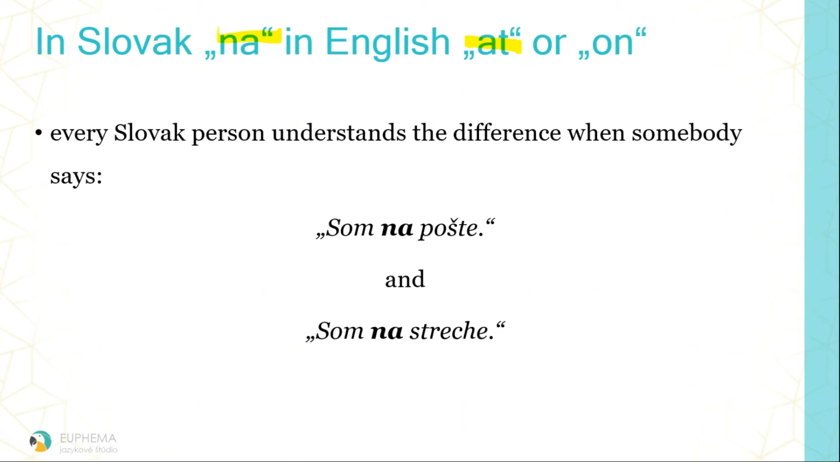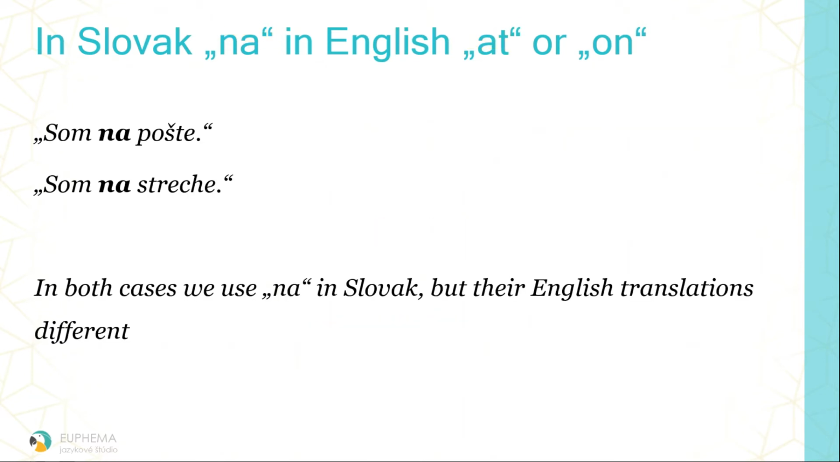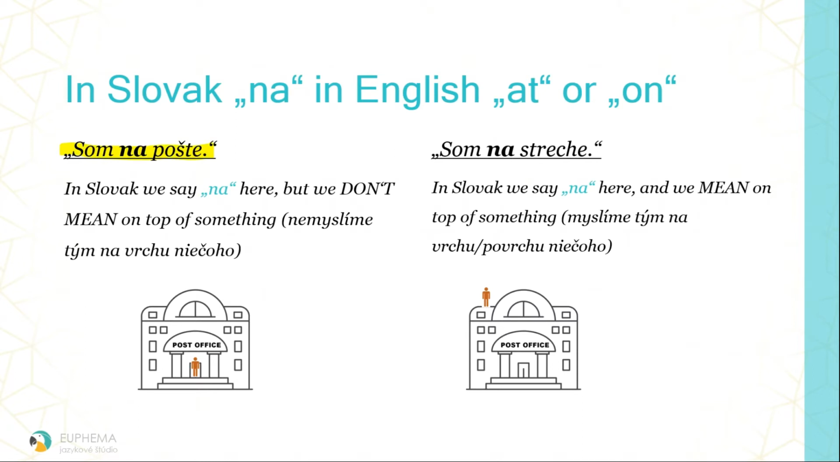So every Slovak person would understand the difference between these two sentences. This one and this one. In both cases, we use na in Slovak, but their English translations are different. When we say this, in Slovak we say na, but we don't mean on top of something.